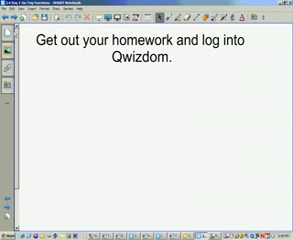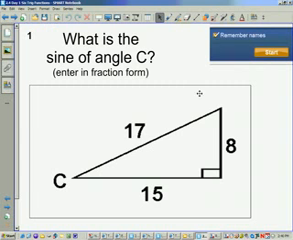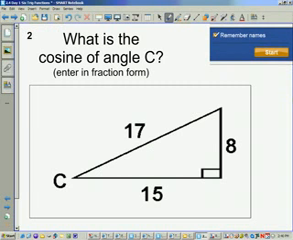All right, welcome to 2.4 day 1. We're going to start out with a couple warm-ups. The sine of angle C is the opposite, which is 8, over the hypotenuse, which is 17. Now the cosine of angle C is the adjacent side, which is 15, over the hypotenuse, which is 17.